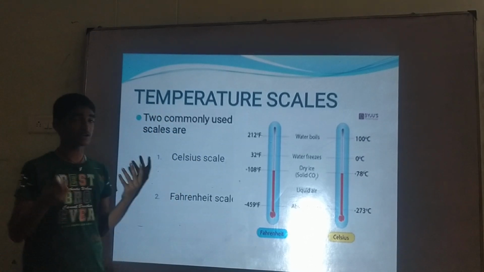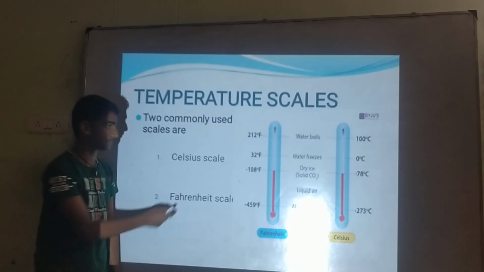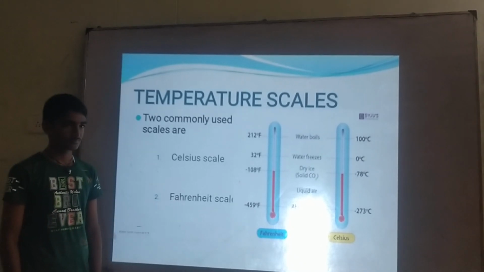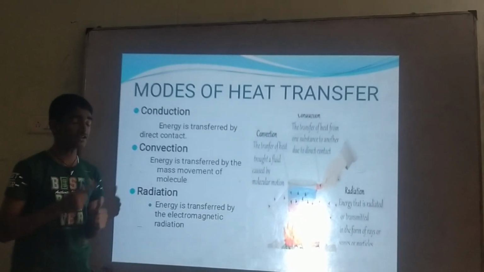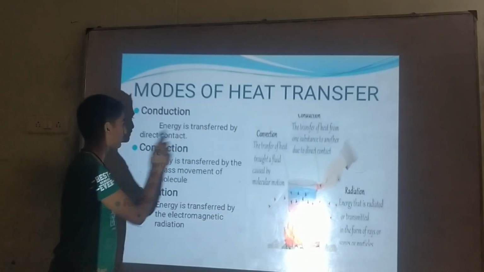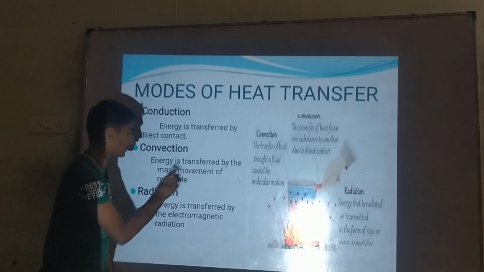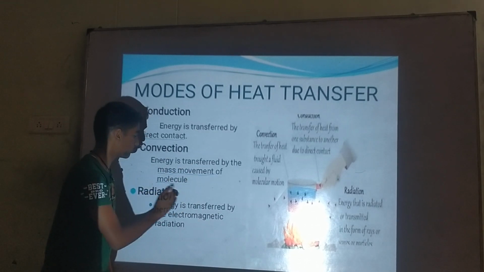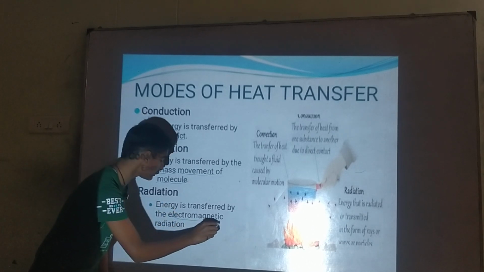There are two types of temperature scale. One is Celsius scale and the other one is Fahrenheit scale. There are three modes of heat transfer: conduction, convection and radiation. In conduction, energy is transferred by direct contact. In convection, energy is transferred by the mass movement of molecules. In radiation, energy is transferred by electromagnetic radiation.